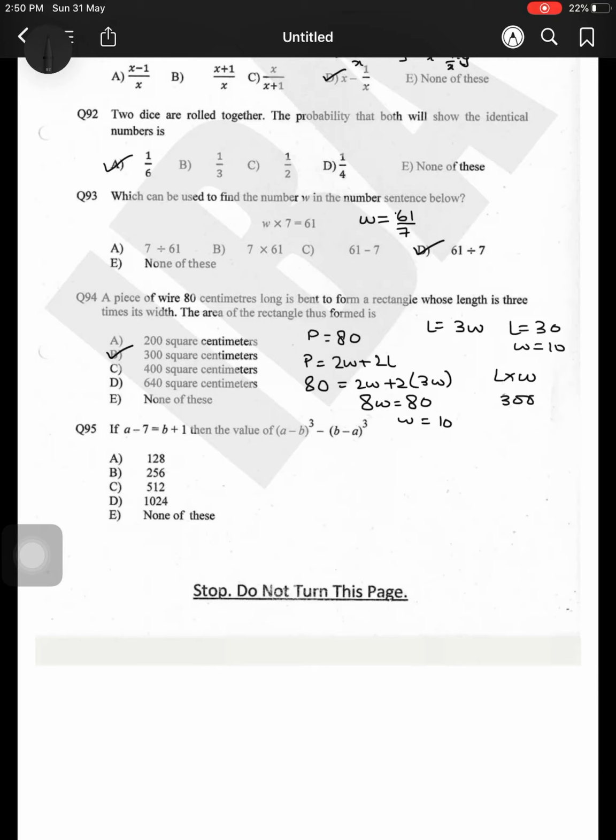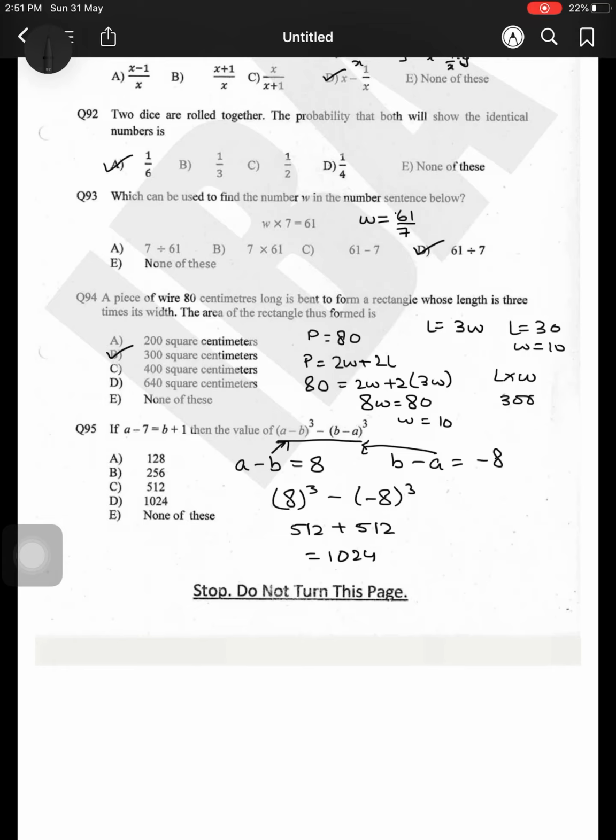In this next question, he says that we have to find the value of this. So A minus B is equal to 8 and B minus A is equal to minus 8. So 8 cube minus minus 8 cube, this is 512 and this is plus 512, this comes out to be 1024. So the answer is D.